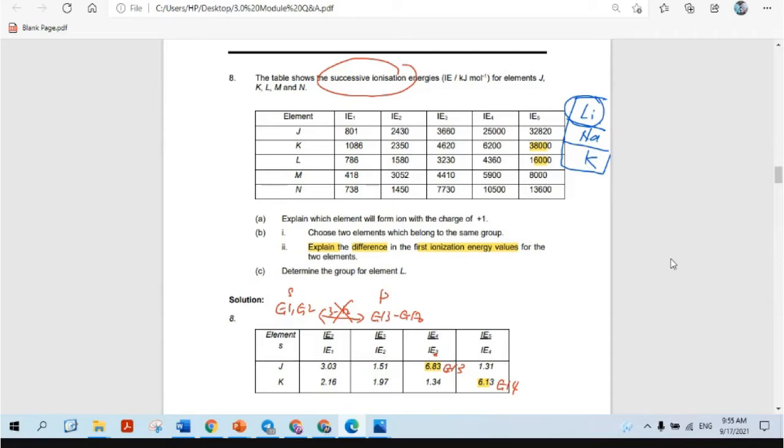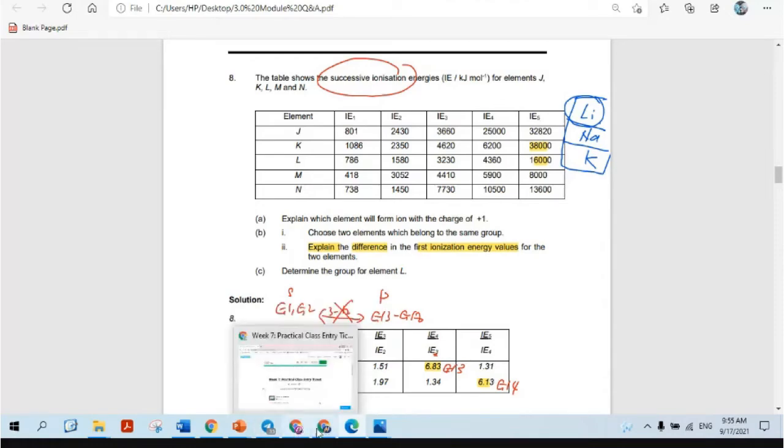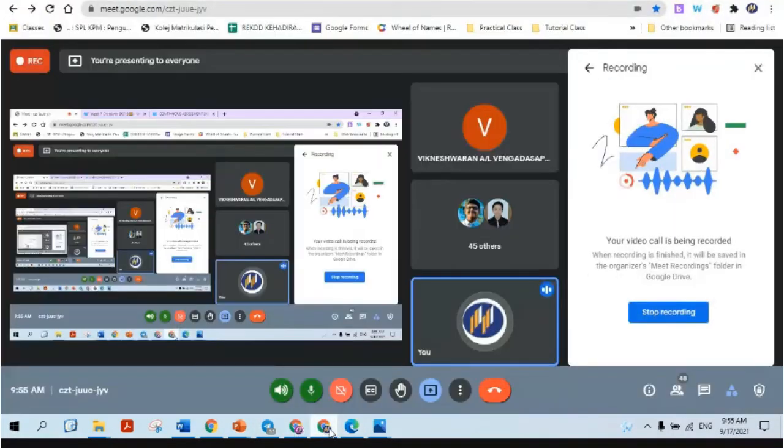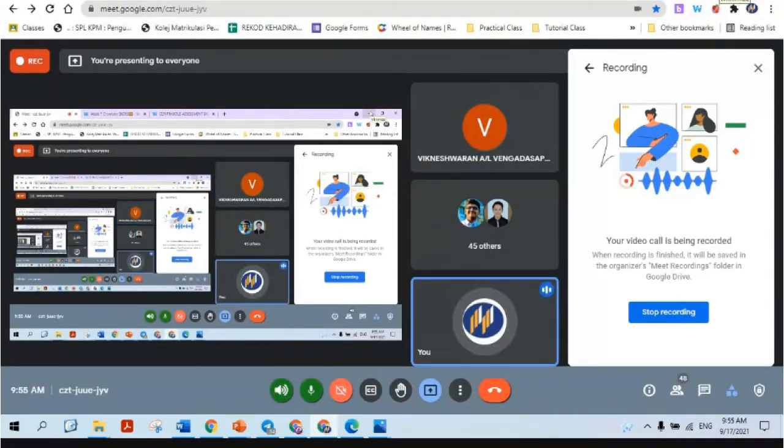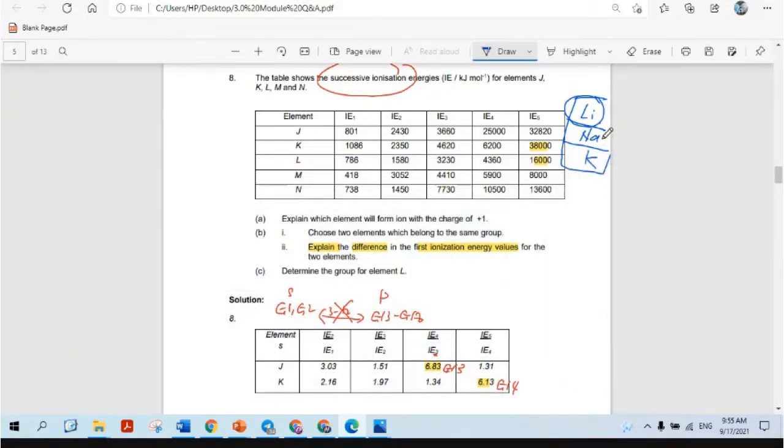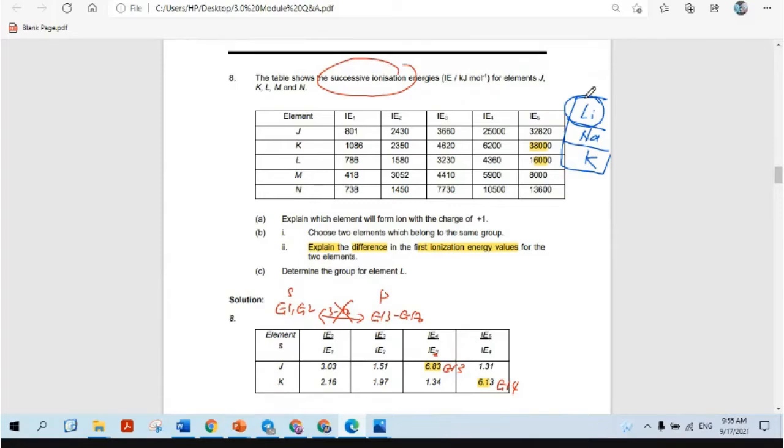The value of the principal quantum number is the smallest. And then the screening effect is smaller. So the energy required is more. We have to talk about the attraction first. The attraction between the nucleus and the valence electron is stronger, so the energy needed is more. Good try, Vicky.